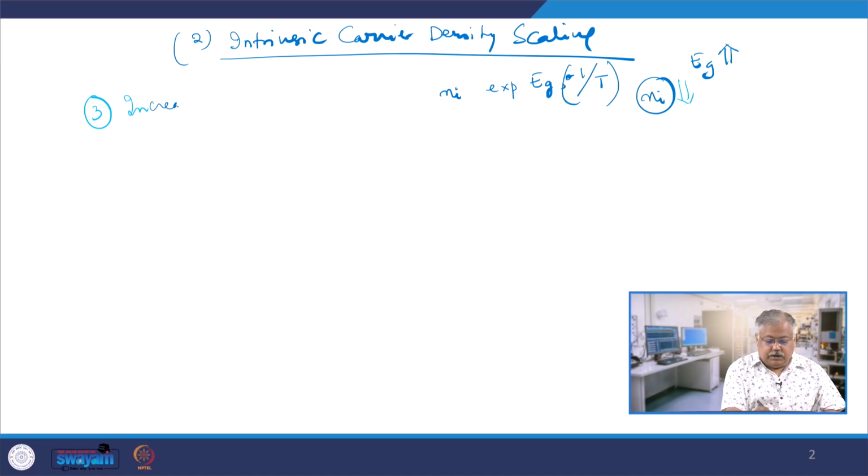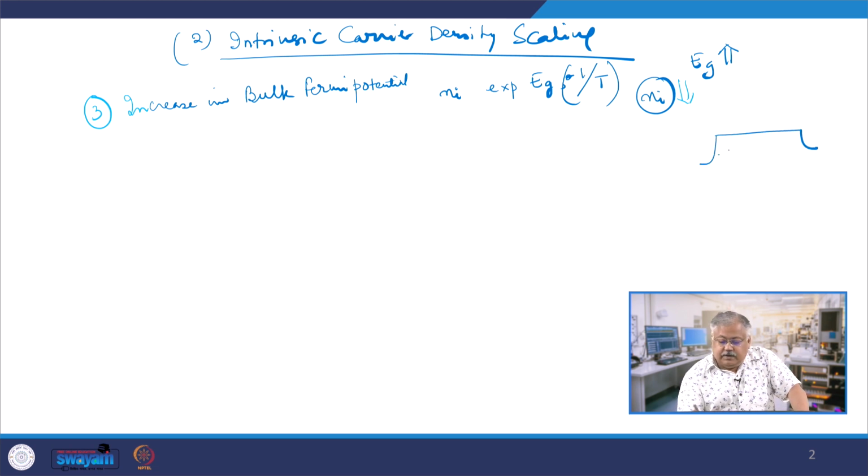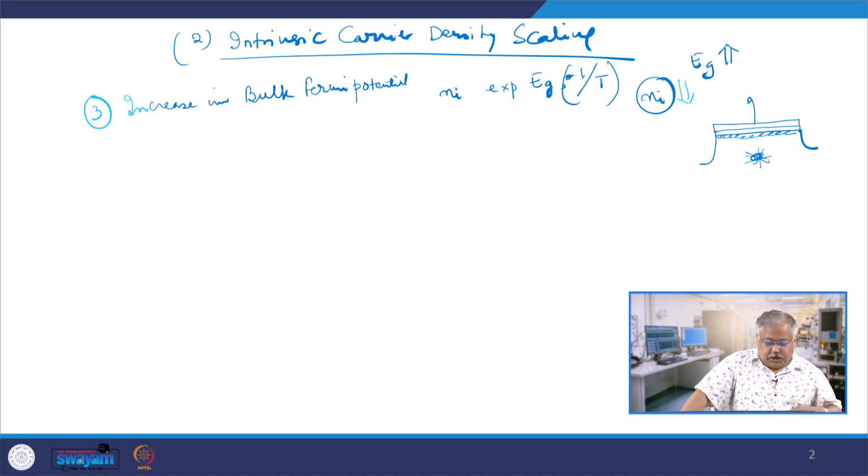Let's look at the third case, and this third case is basically the increase in bulk Fermi potential. Bulk Fermi potential primarily means the Fermi potential in the bulk of the device, not at the silicon dioxide interface. So if you have a device here, and this is your oxide layer at this particular point, and then you have this metal layer here, then this is my interface, the silicon dioxide interface. I am saying the bulk is at this particular point at very low values, or as you go deep inside the bulk where you do not have any surface phenomena coming into picture.